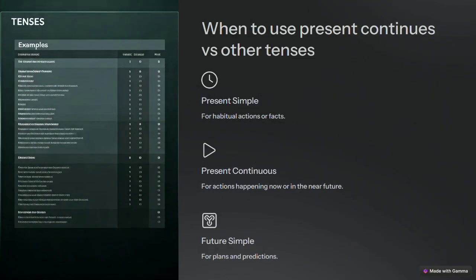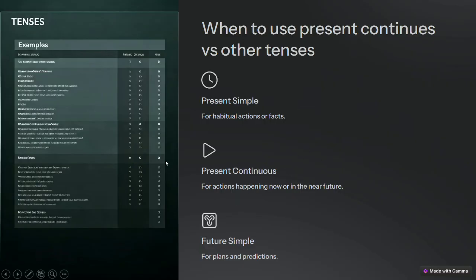When to use present continuous? Okay, these are some differences between present continuous and simple present. Simple present is for habitual actions or facts. If you watched my previous video, you will know what simple present means. If you didn't, please click on the video that is mentioned at the top of the screen, and then come and watch this video from the first.